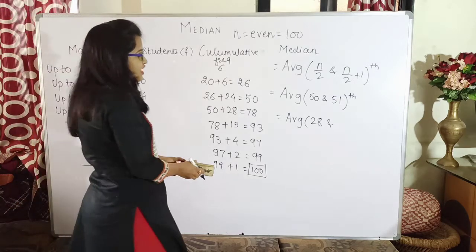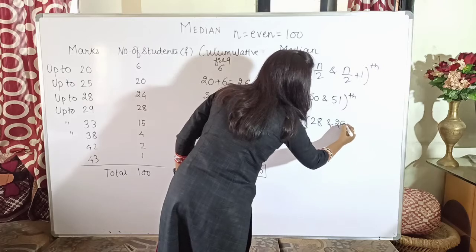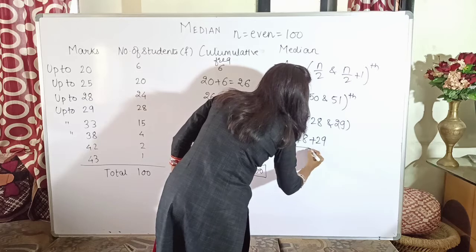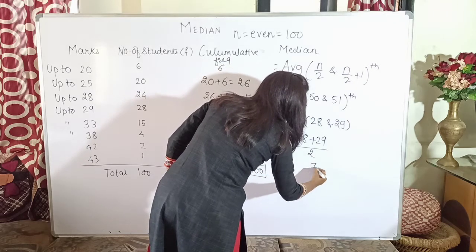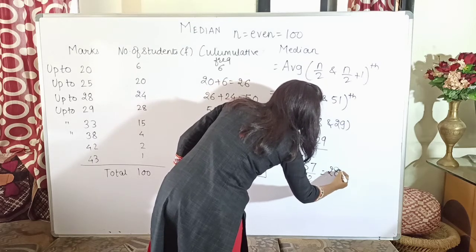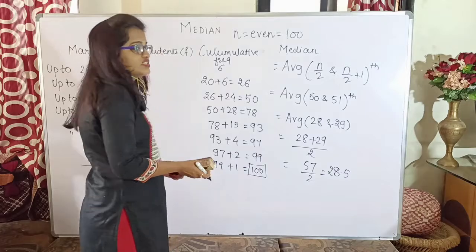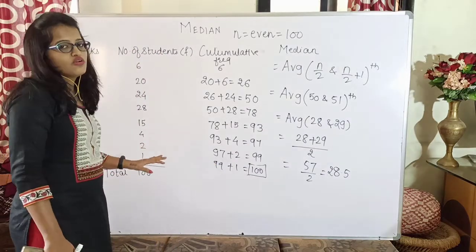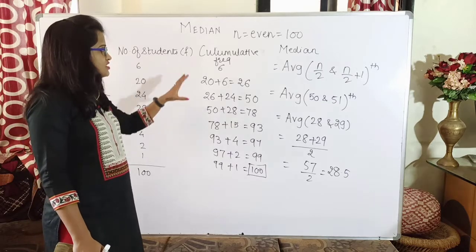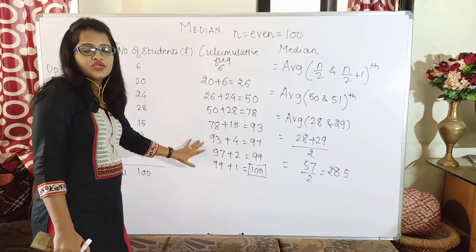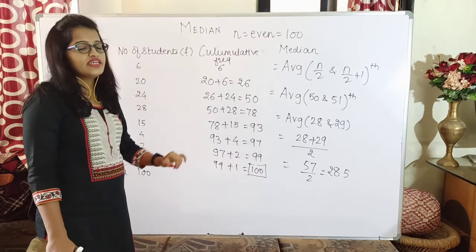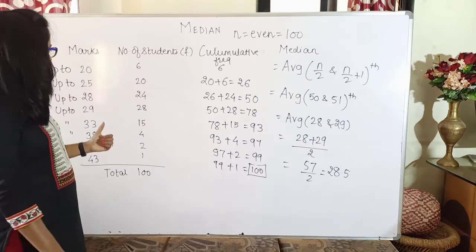So the average of 28 and 29 will give me the median, so it will be 28 plus 29 divided by 2, and it will give me 57 by 2, 2 2s are 4, 2 8s are 16. So 28.5 is the median for this given observation. Okay, so that one concept which we have learned here is the cumulative frequency values. Okay, so this is the way of finding the median when the data is ungrouped.